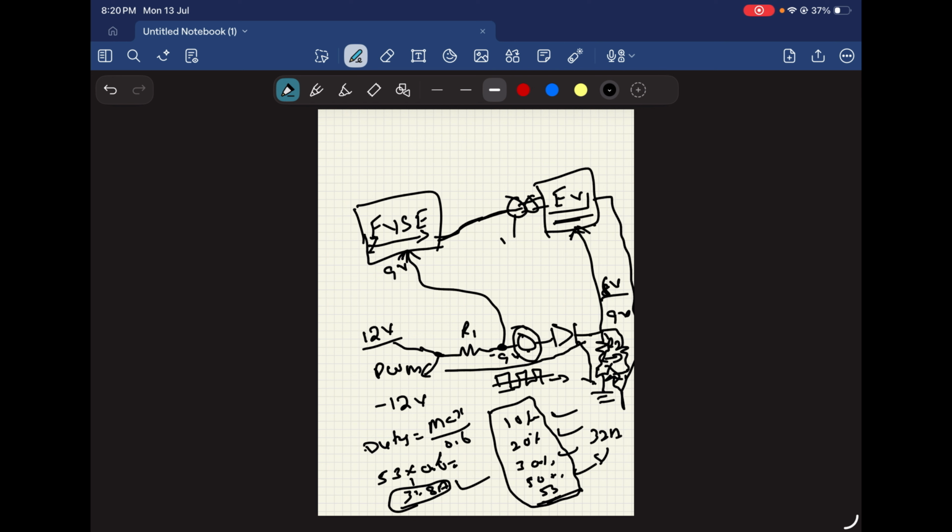The internal onboard charger will start to charge the battery. So this is the process of the electric vehicle with CP and PP.